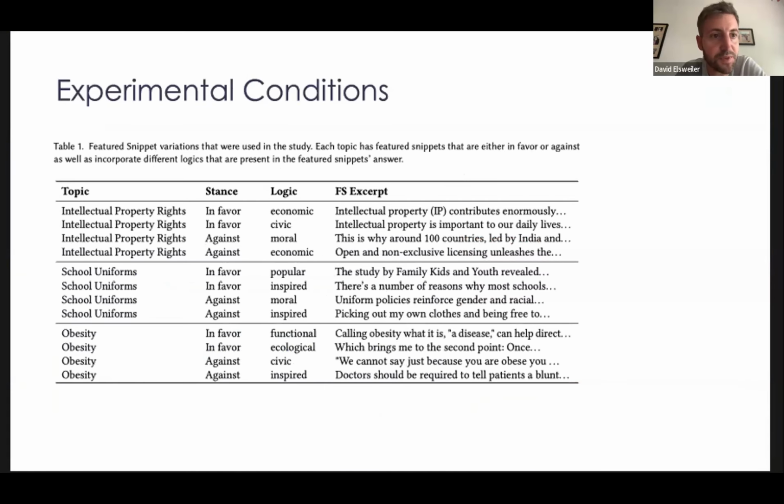It was a between-groups design, so participants only got to see one of these different experimental conditions. We had 3 different topics: intellectual property rights, school uniforms, and obesity, where you can take various positions in favor and against. For each topic we had 4 SERPs, 2 in favor and 2 against, and each of them had different logics of argumentation.